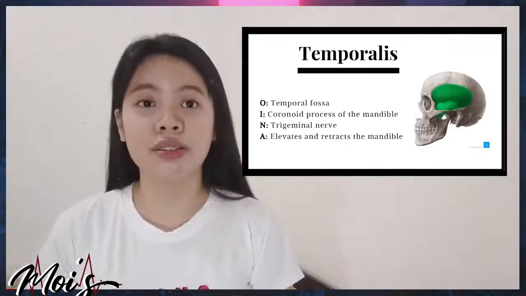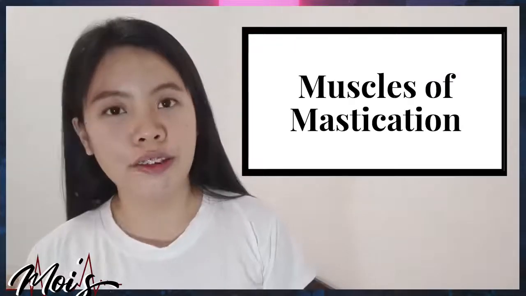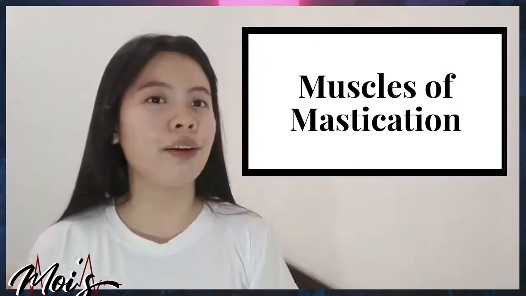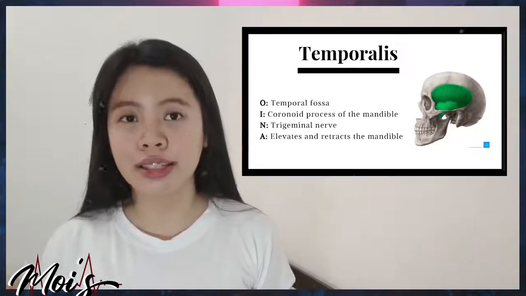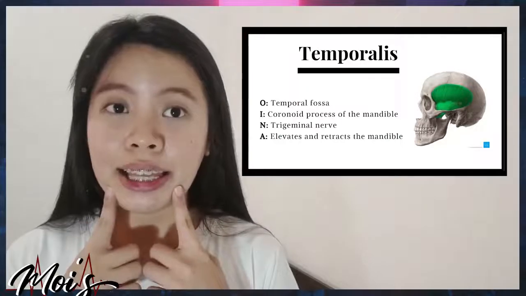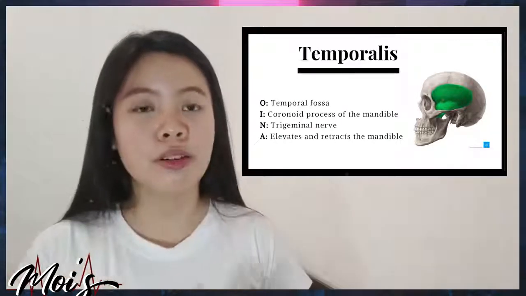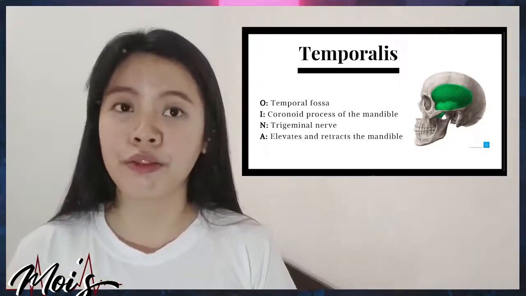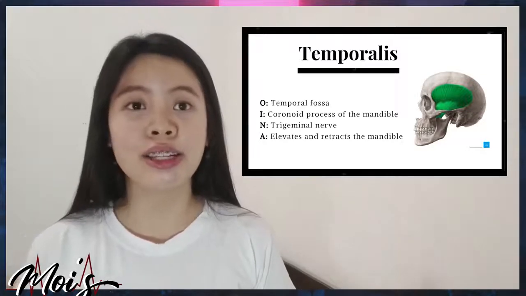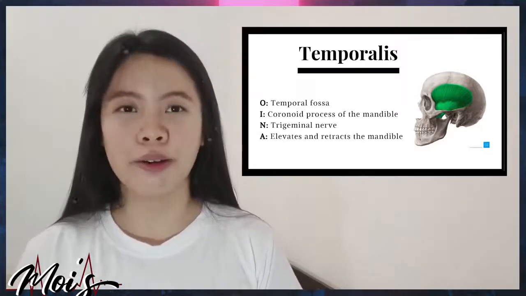All of our muscles of mastication are innervated by the mandibular division of our trigeminal nerve. Temporalis: this muscle functions in elevating and retracting our mandible. It originates from our temporal fossa and it inserts into the coronoid process of our mandible.